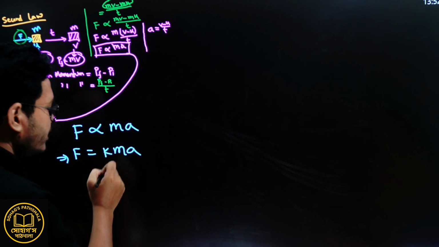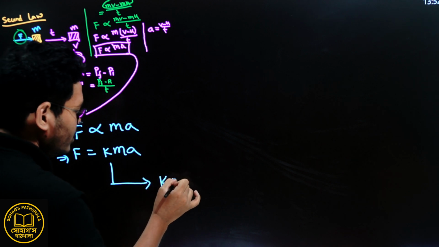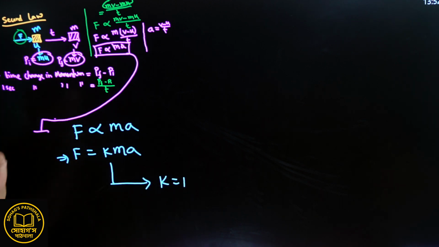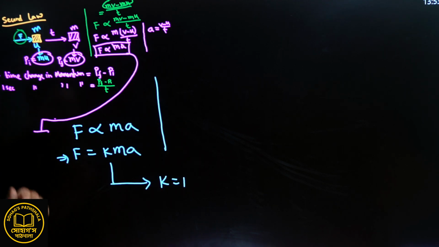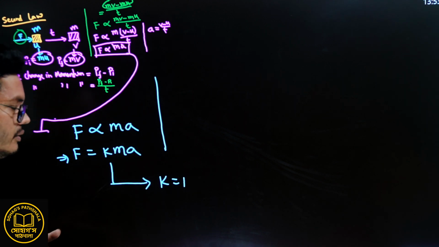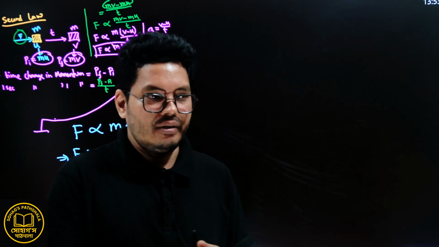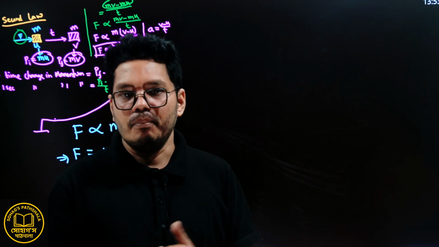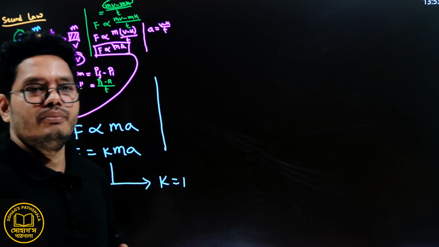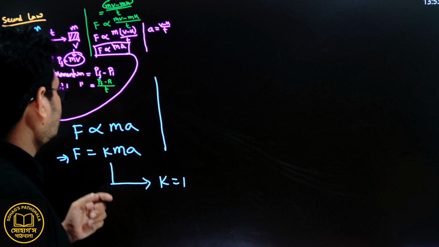So k is a constant, and Newton has given the value of k as 1, and there is a condition for that. What is that condition? The k would be 1 if the force acting on it is 1 Newton. That is how the unit of force is defined. There is a unit for everything we measure. There is a meter for the unit of length, a kg for the unit of mass. So there is a unit for force as well, and that unit is Newton.